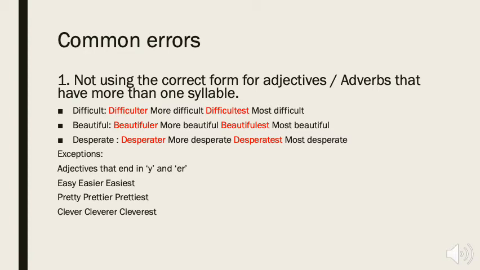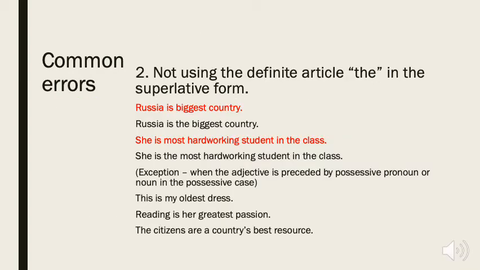In every other context, we need to form the comparative and superlative degrees of words which have more than one syllable with the addition of more and most. A second common error is the omission of the definite article the in the superlative form. For example, very often we hear people saying Russia is biggest country. That is a wrong construction. The superlative must have the addition of the definite article the. So it is Russia is the biggest country. She is most hardworking student in the class is wrong. It should be she is the most hardworking student in the class.